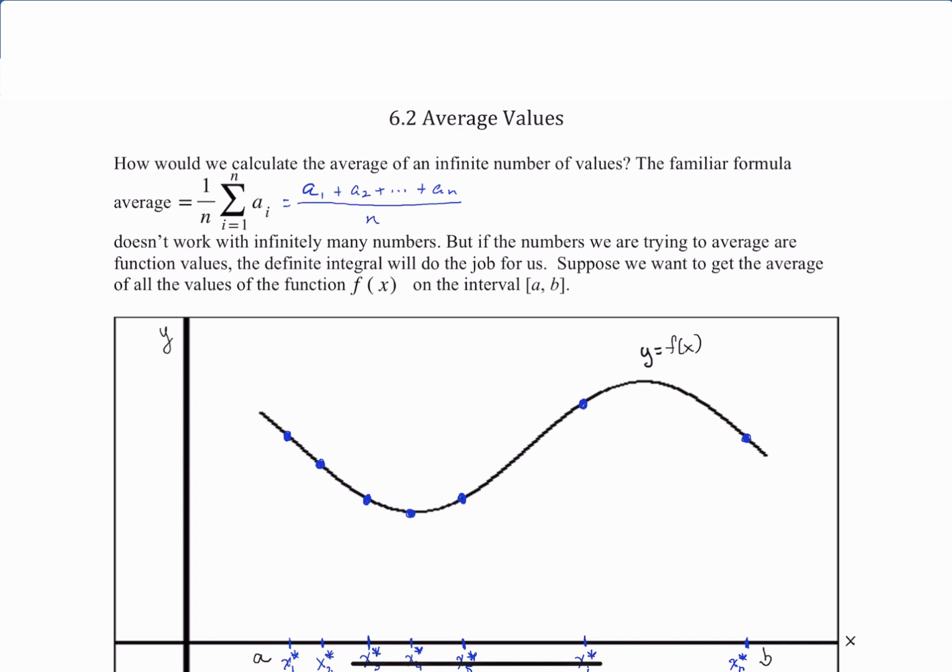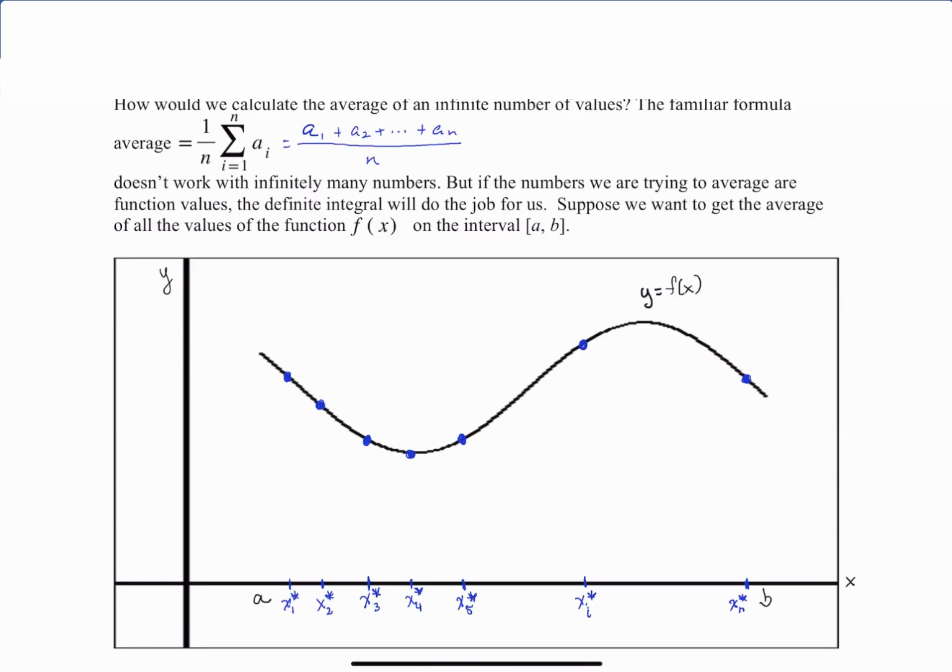Anyway, this doesn't work if we have infinitely many numbers to average, but if those numbers are function values, it turns out the definite integral can help us. So let's suppose we want to get the average of all the values of the function f of x on the interval from a to b. We're going to start out by leveraging that average formula that we do know, by picking a finite number of function values. So let's say we pick n function values on the interval from a to b, and we'll average those, and that's going to be an approximation of the average of all of them.